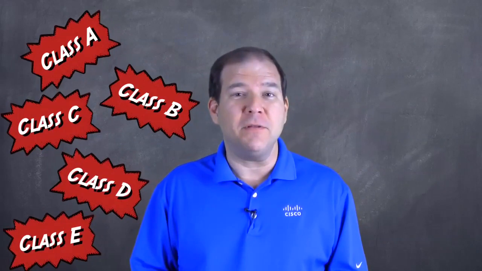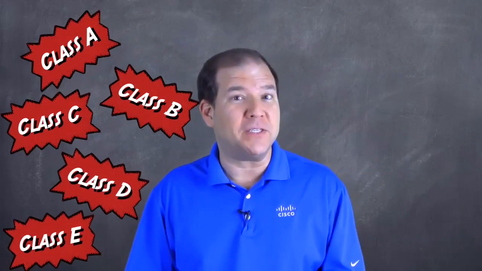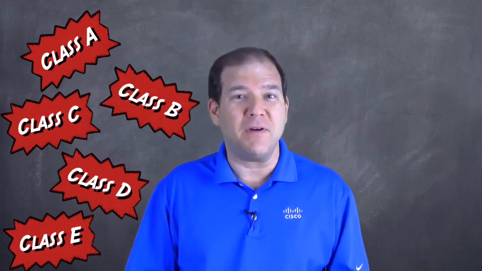Not all IP addresses are created equal, and we're going to see in the next couple of videos that we have different classes of IP addresses. We've got Class A, Class B, Class C, Class D, Class E, and we're going to see how to tell the difference. The number in the first octet, that's our clue as to what class of IP address we're dealing with.